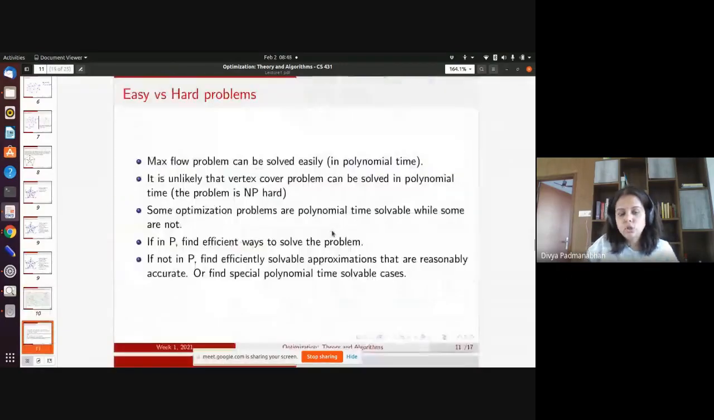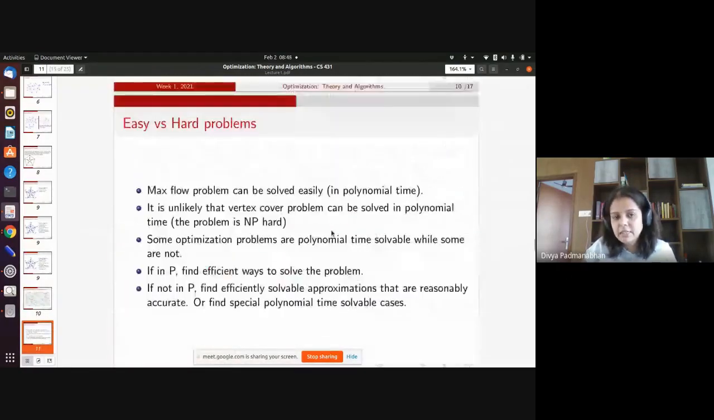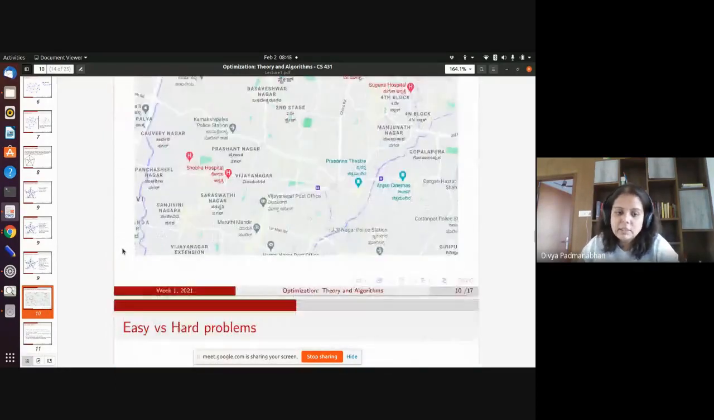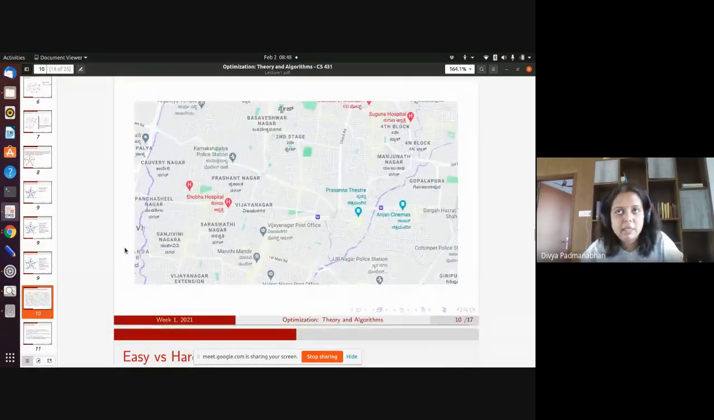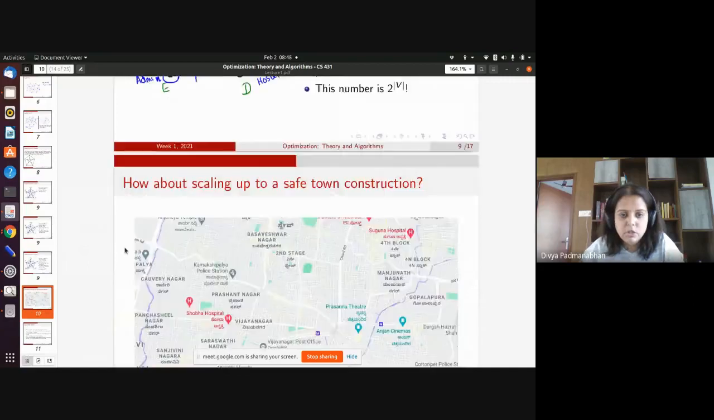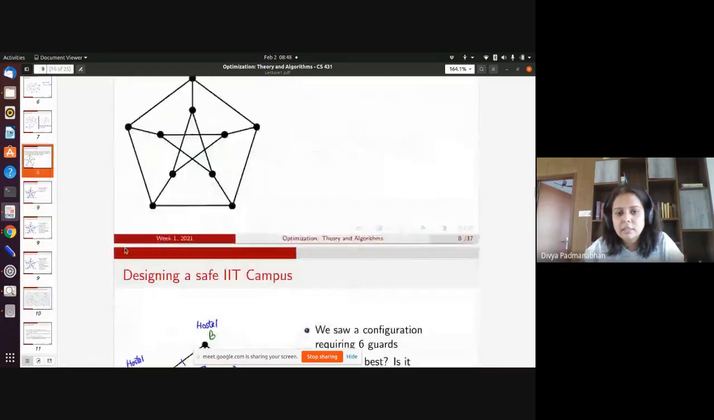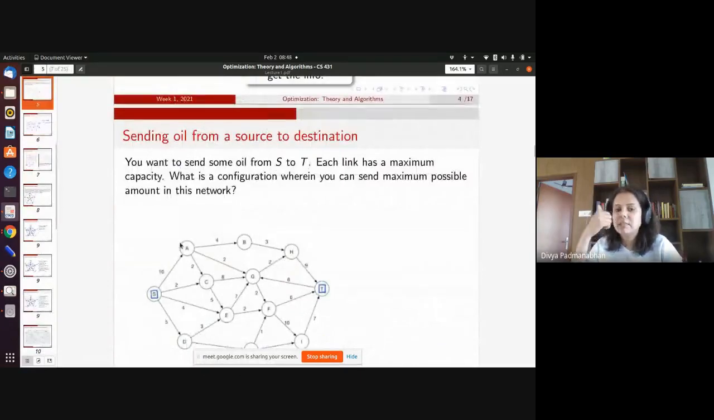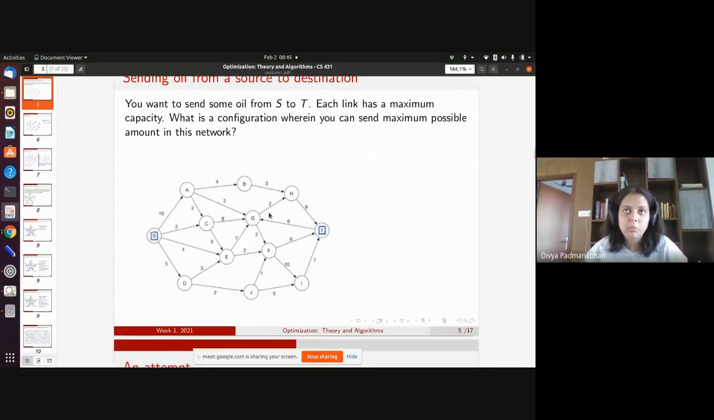Now I just want to spend some time on modeling these problems. You saw two problems. Let's just try to see how you can model this as a math program. So a mathematical program is also an optimization problem. So let's start with this flow problem. You want to send some oil from S to T and you want to maximize the amount in this network. And how can you formulate this?